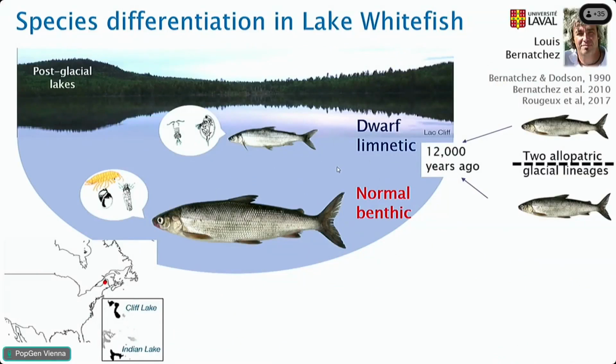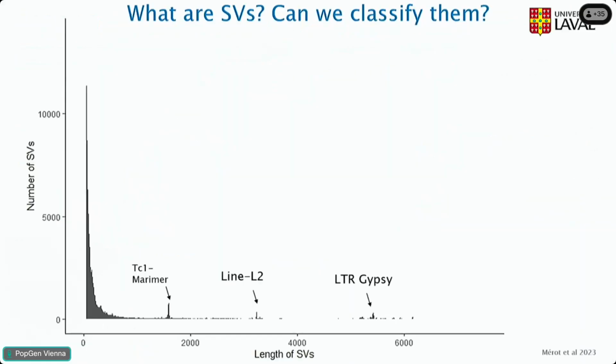And at the same moment, there seems to have been ecological displacement, and one species became dwarf. So now it has a very different ecology from the normal, like feeding on different things, living in different parts of the lake. And there is quite a high reproductive isolation between the two.